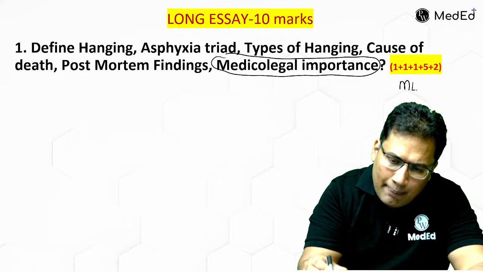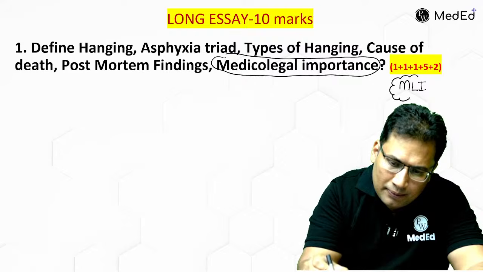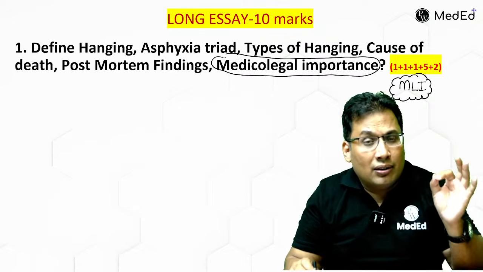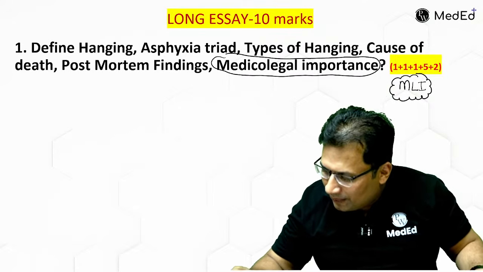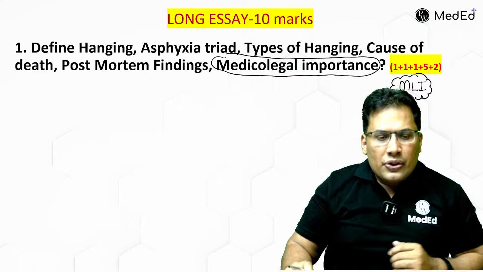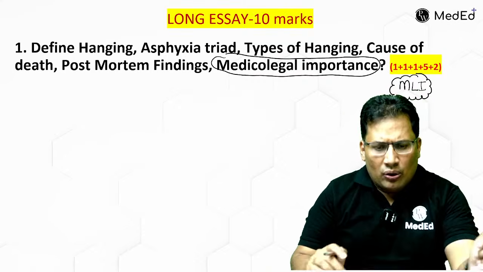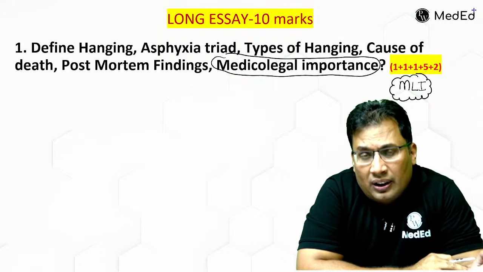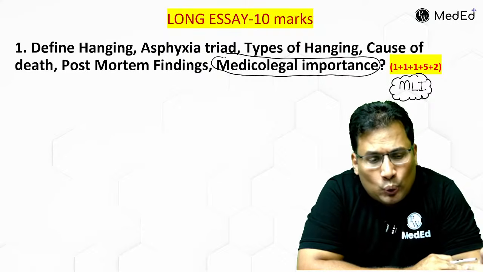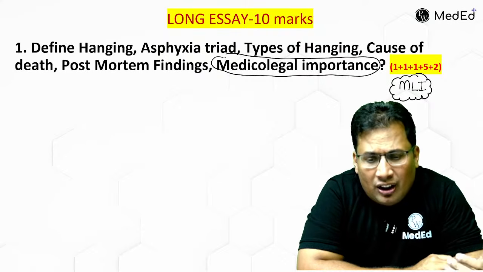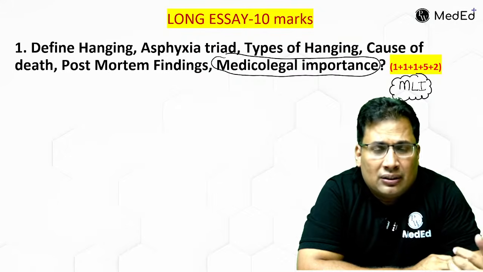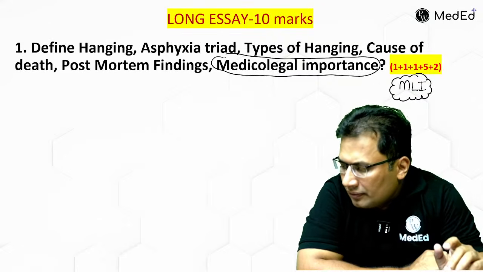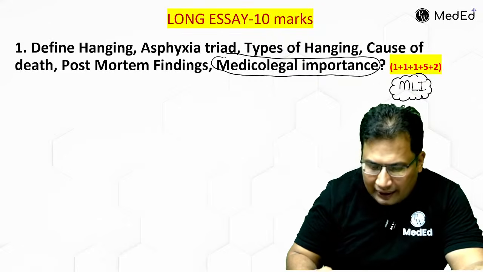So all of you just type MLI in your chat box. MLI, medico-legal importance. So hanging definition is around 2 marks. Asphyxial triad 2 marks. Types of hanging 2. Cause of death 2. Postmortem findings maybe 2 or 3. Medico-legal importance is basically the scoring part of the answer sheet. This is how you should write. MLI, very good. Let's move ahead.